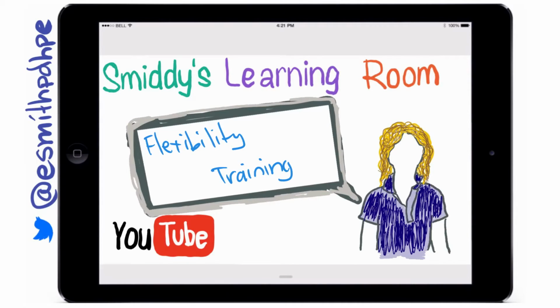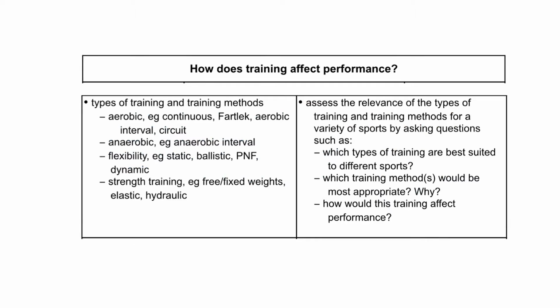Today we're going to continue having a look at the types of training, and more specifically looking at flexibility training. Now when we have a look at the syllabus, this comes under the focus question, how does training affect performance? And we come down to types of training and training methods, and we're having a look at anaerobic training. So for example, anaerobic interval training.